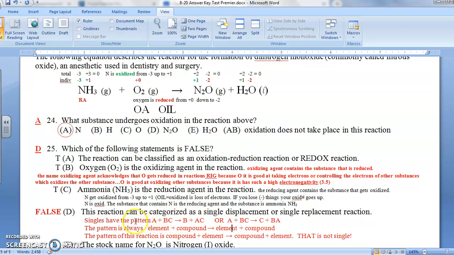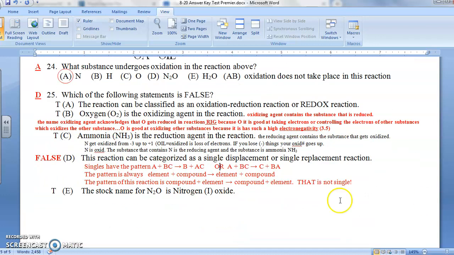No. The pattern of single is element and compound. An element replaces another element in a compound. That didn't happen. Up here, we have compound and element, but we end up with compound and compound. Oxygen didn't replace things. Oxygen joined the nitrogen. Oxygen joined the hydrogen as well. It didn't replace anything there. So this reaction is not single displacement or replacement. It doesn't fit that pattern. The pattern is always element, compound, when it's single displacement. This pattern is compound, element. That's not single.